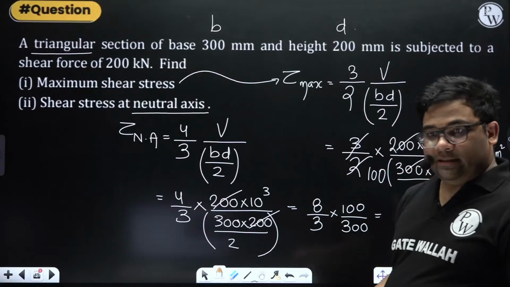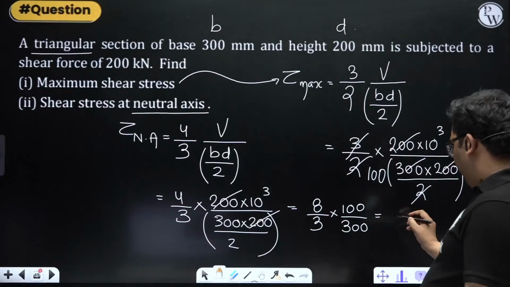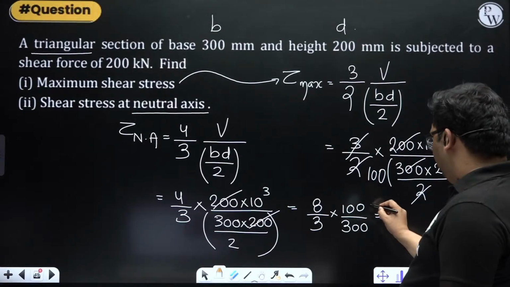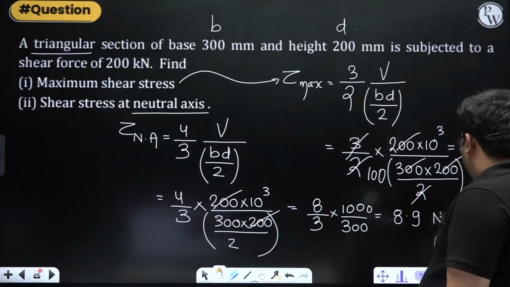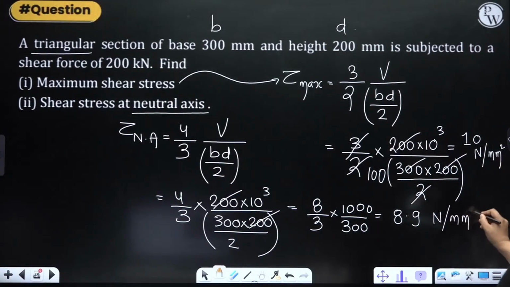How much are we getting this? 8.89. Okay. 8.9. And obviously we'll get a little lesser value, right? Obviously we'll get a little lesser value. Yes. Okay, we'll get a lesser value.